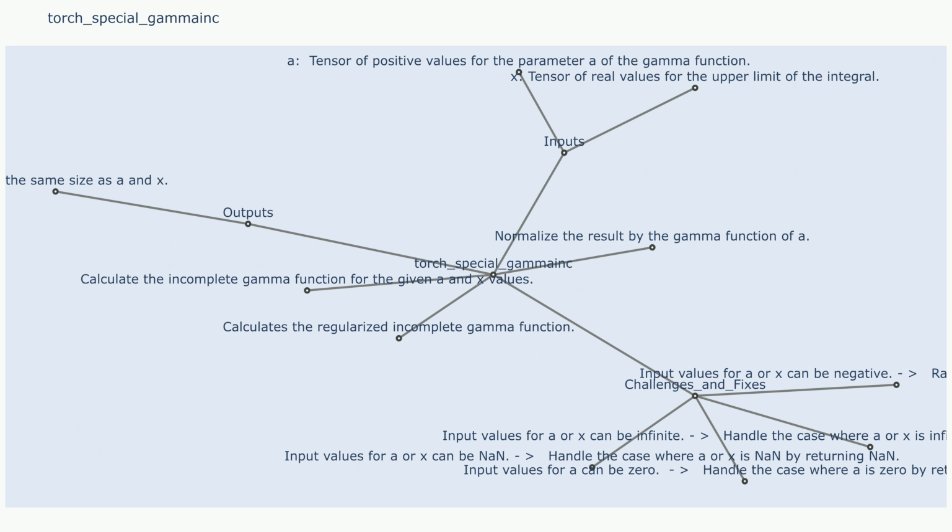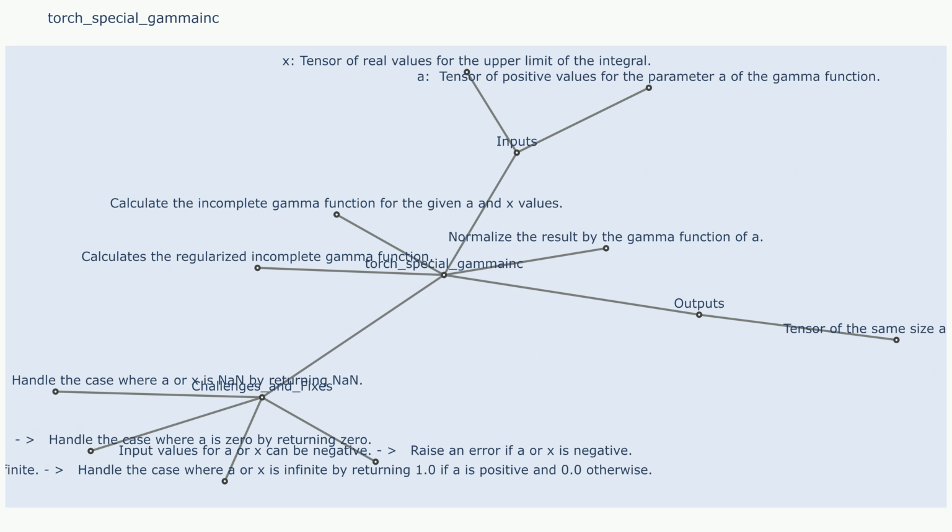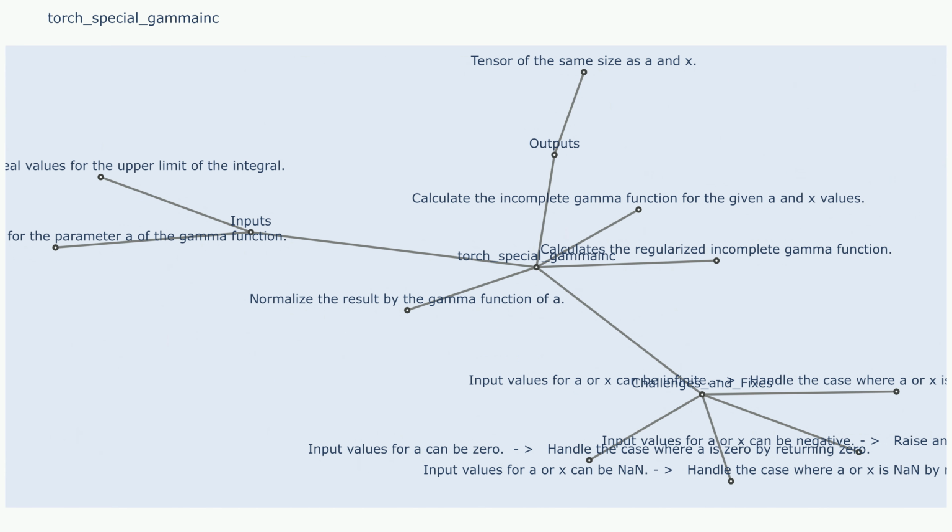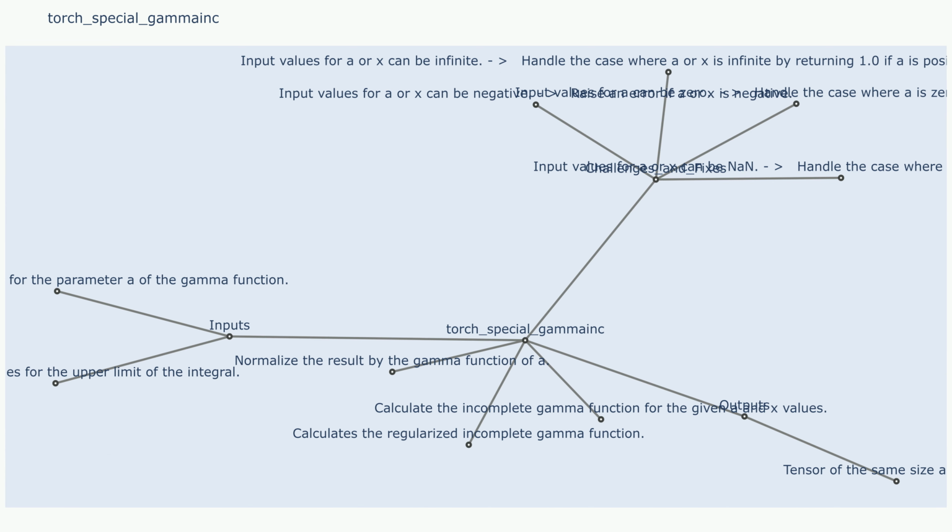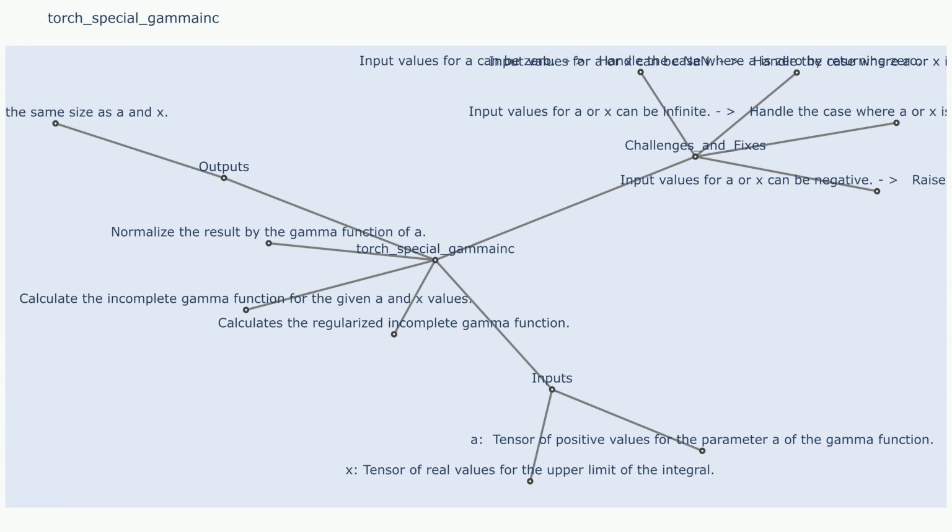Challenge 1: overflow or underflow. Sample use case: when calculating the incomplete gamma function for very large or very small values of x or a, the function might encounter numerical overflow or underflow issues. Fixes: consider using alternative functions or libraries that are specifically designed to handle numerical overflows and underflows. Apply appropriate scaling or transformation techniques to the input data to avoid extreme values. Increase the precision of the calculations if possible.